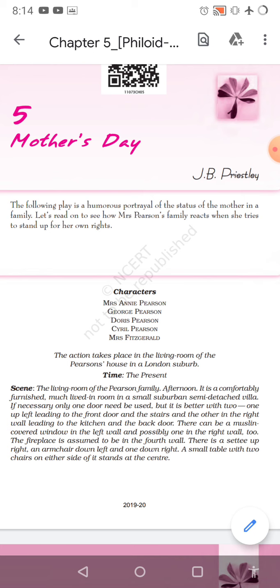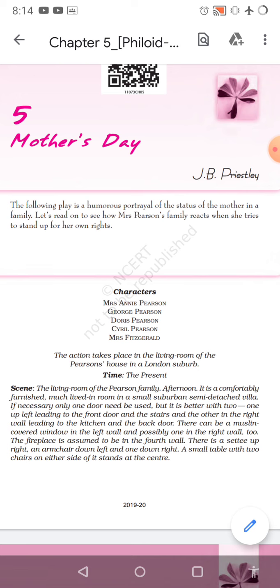Basically, it's a play, and the theme of the chapter is something which many of us also do in general. Many a times we take our mothers for granted, especially when they are housewives. We take them for granted, and we don't even care about their feelings and emotions. The whole day they work for the family. Actually, they make so many sacrifices for the family, but the family members fail to understand it. The same thing happens in this story also.